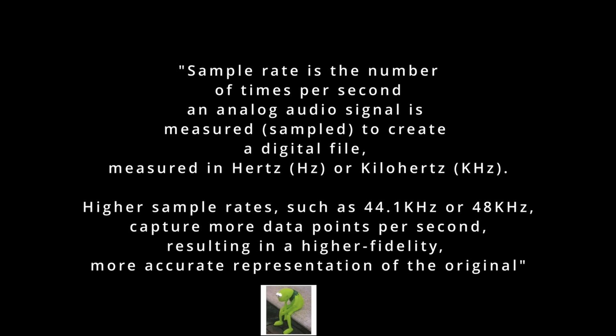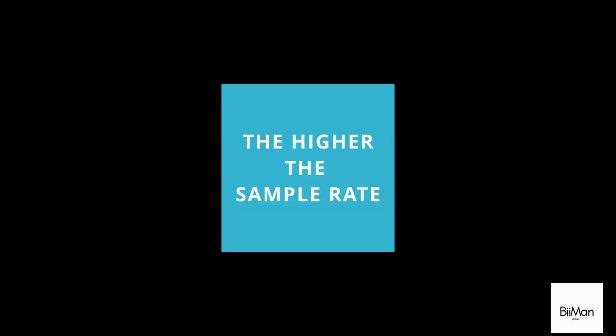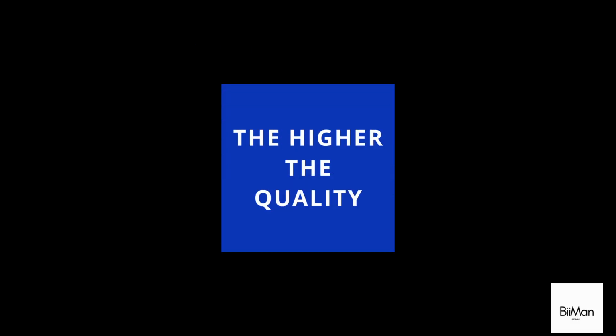Higher sample rates such as 44,100 Hz or 48,000 Hz capture more data points per second, resulting in a higher fidelity, more accurate representation of the original. So the higher the sample rate, the higher the fidelity of the analog signal it's capturing.